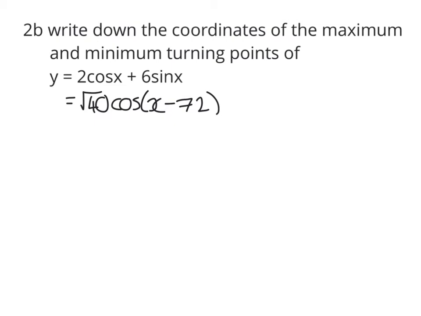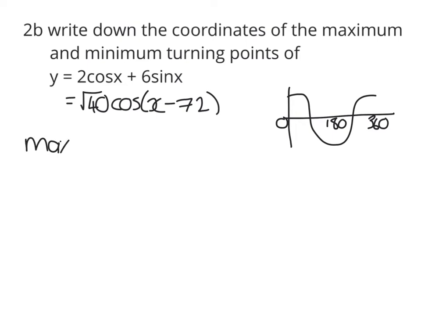So to get the maximum and minimum turning points, we need to remind ourselves of our basic cos graph. So here is our basic cos graph. Maximums normally appear at 0 and 360, and the minimum appears at 180. So all we have to do is figure out what's going on with the shift. And the easiest way to do that is you put the bracket equal to these important numbers. So to get the maximum, you put x minus 72 equal to 0 and 360.